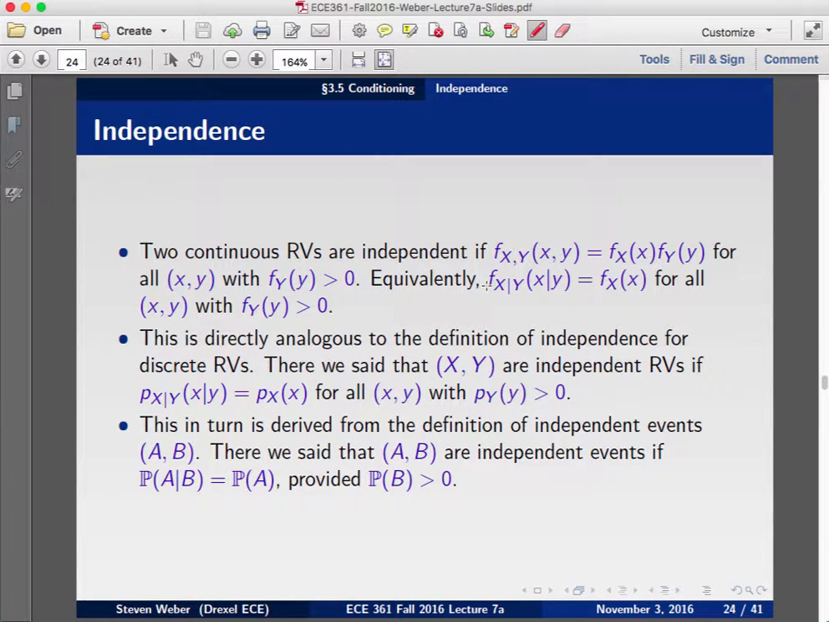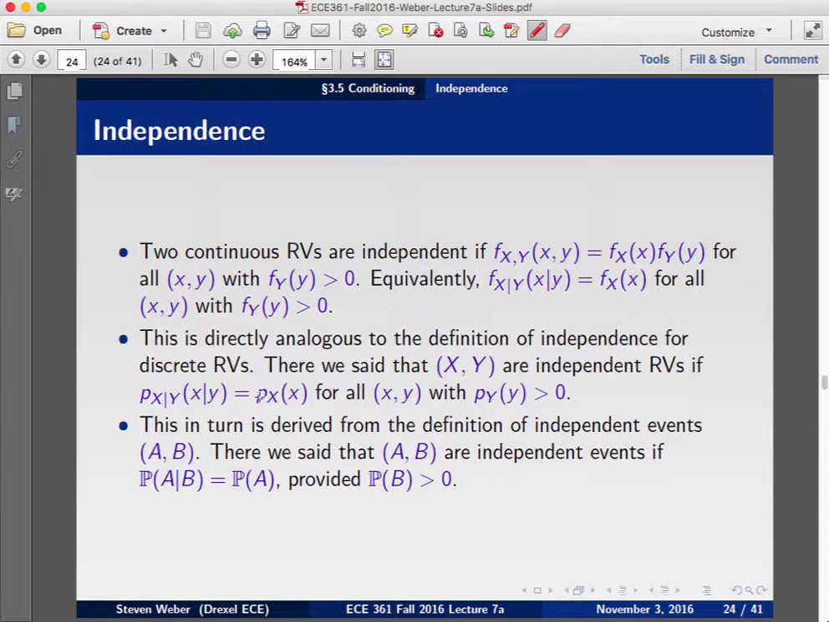Equivalently, the probability density of X given knowledge of Y is equal to the probability density function of X for all X and Y. If that's true for all such X and Y, then we say that the pair X and Y are independent. And this is directly analogous to the definition of independence for discrete random variables. In that setting, we said that X and Y are independent if the conditional probability mass function of X given Y is equal to the marginal distribution.